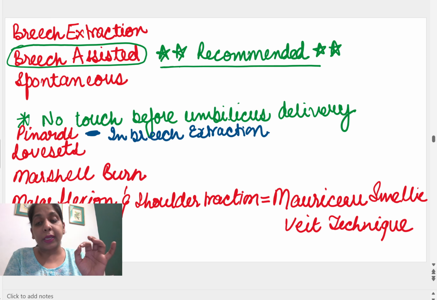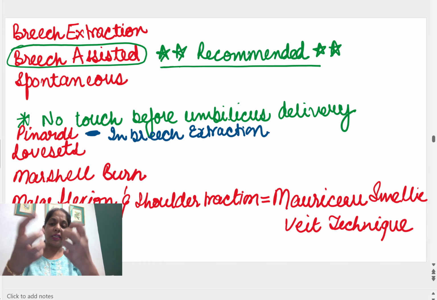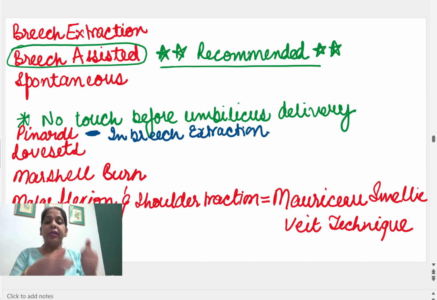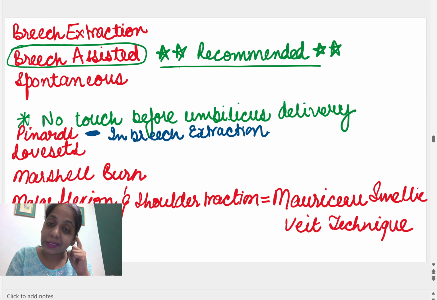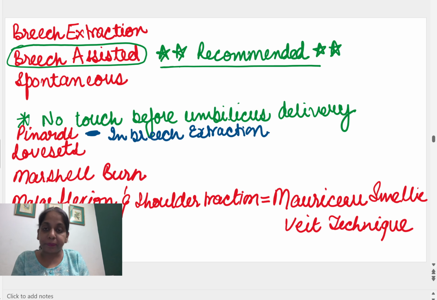So the most recommended is breech assisted. ब्रीच एक्सट्रैक्शन मतलब हम शुरू से उसको खींचे जा रहे हैं, पुल किए जा रहे हैं. ब्रीच असिस्टेड में हम उसको अम्बलाइकस तक टच नहीं करते, बाद में उसको हम मैन्यूवर्स करते हैं और टच भी नहीं करते जब तक अम्बलाइकस डिलीवर नहीं होती. स्पॉन्टेनियस में सब कुछ अपने आप हो जाता है. ठीक है, सो मोस्ट रिकमेंडेड इज ब्रीच असिस्टेड.